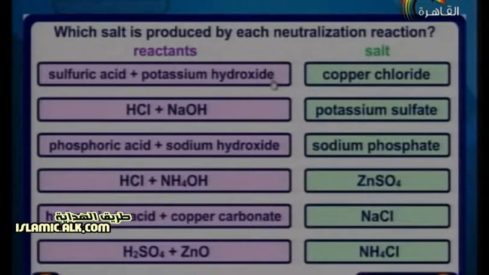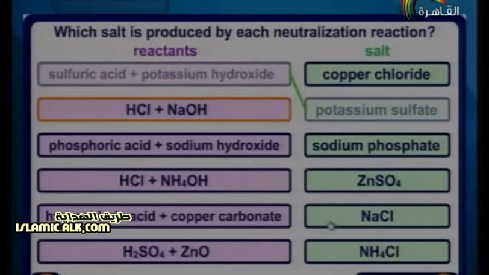So this one is with the first one here. So it is easy to know this. Potassium sulfate comes out from potassium and sulfuric acid. HCl and NaOH is very easy. It's NaCl here that's produced by this one. So it is very easy to know this.